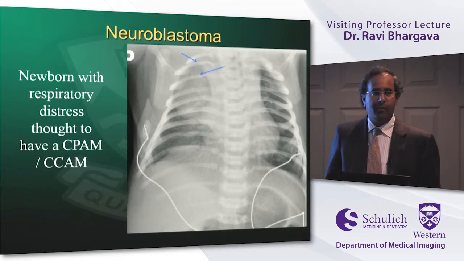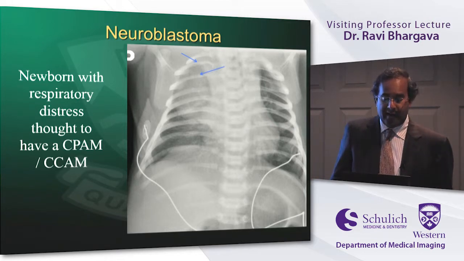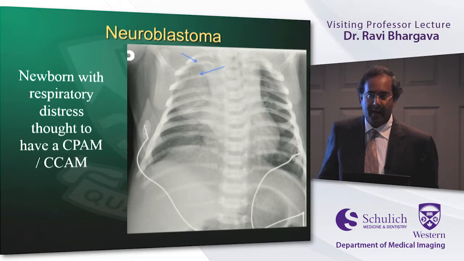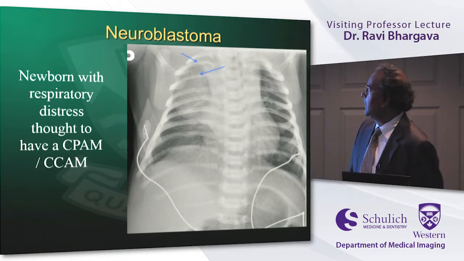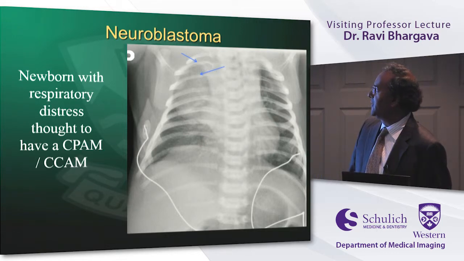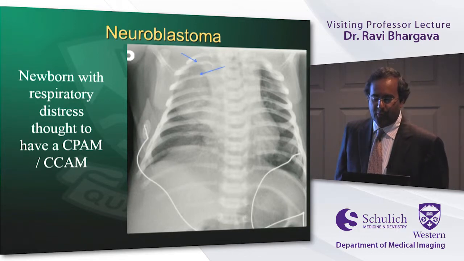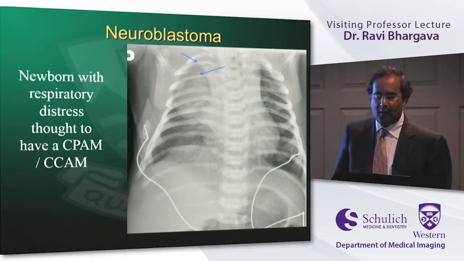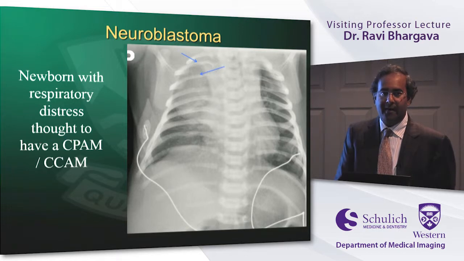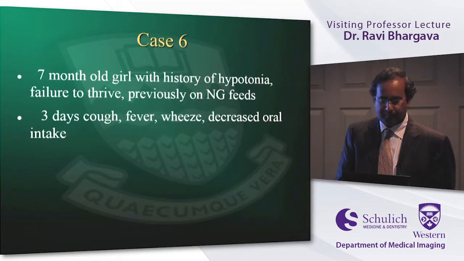This is a newborn with respiratory distress, and they were thought to have a congenital pulmonary airway malformation. But if you look again, you can see that there's some splaying apart of the right second and third ribs. There's some scalloping along the undersurface of the right second rib, and this is a neuroblastoma.